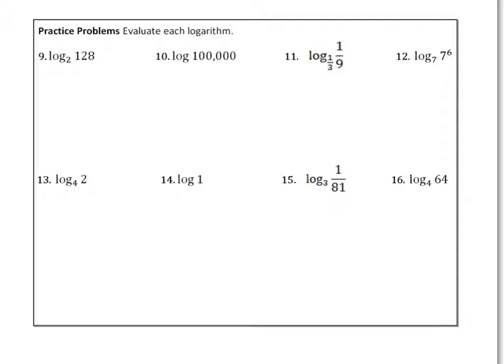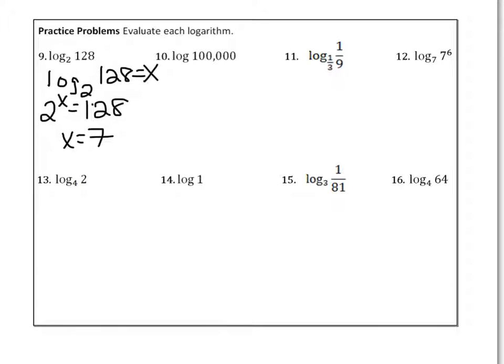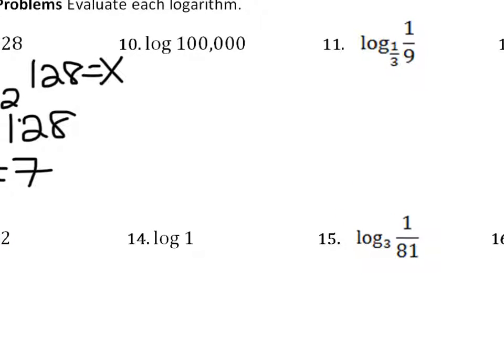Number 9, we have log base 2 of 128 is equal to x, which means 2 to the x equals 128, and x should equal 7. Number 10, set it equal to x. Now this one, hopefully you remember that when there isn't a number for the base, it's that invisible 10. So 10 to the x equals 100,000. So x equals 5.